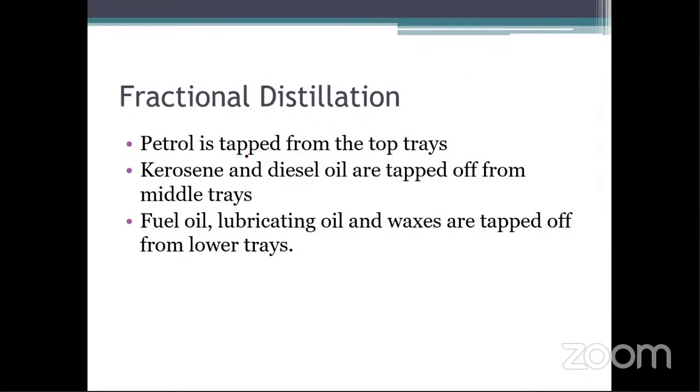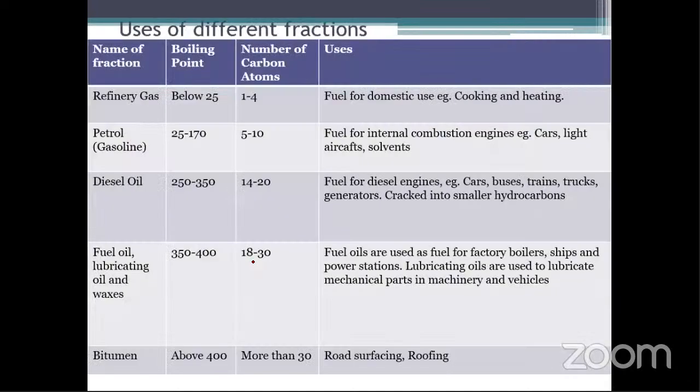So petrol is topped off from the top trays because petrol has low boiling points. And the same thing we call gasoline that we use in cars. Kerosene and diesel oil are topped off at the middle trays. And kerosene we use in aircraft, and diesel we use in certain types of engines and vehicles. And fuel oil, lubricating oil, and waxes are topped off at the bottom trays.